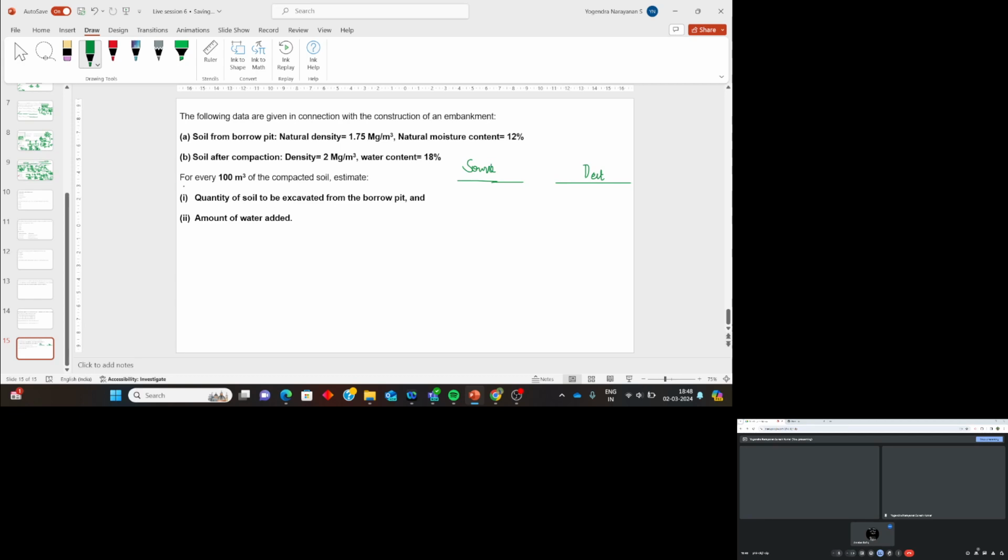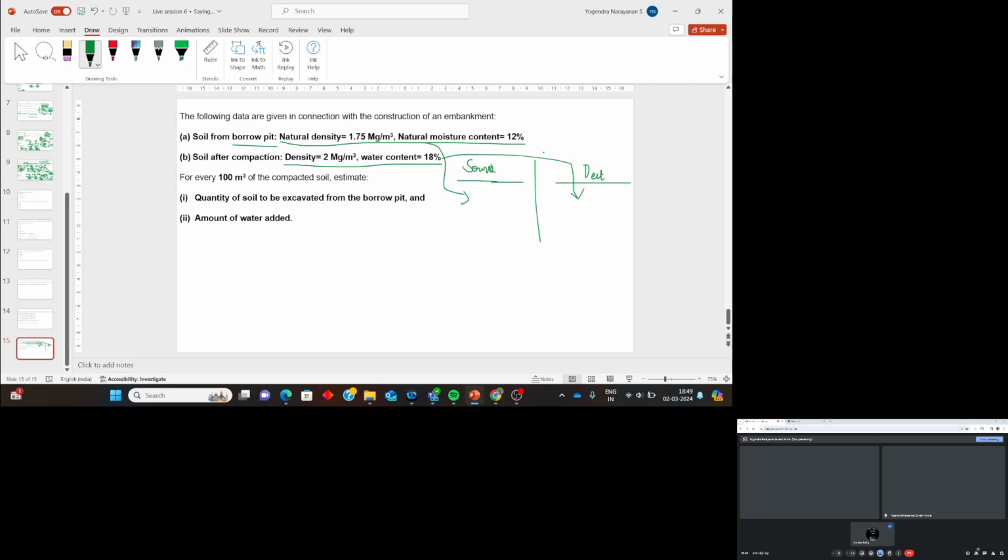At the destination you have to achieve this condition. For that, you are excavating a material from the borrow pit which has this property. So you have source and destination. What is the density here? This will go here, and this will go here.